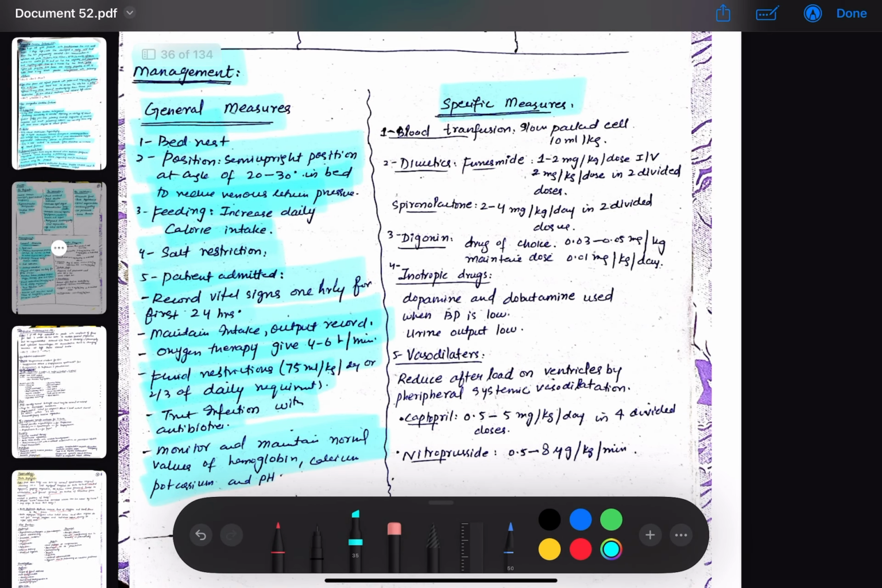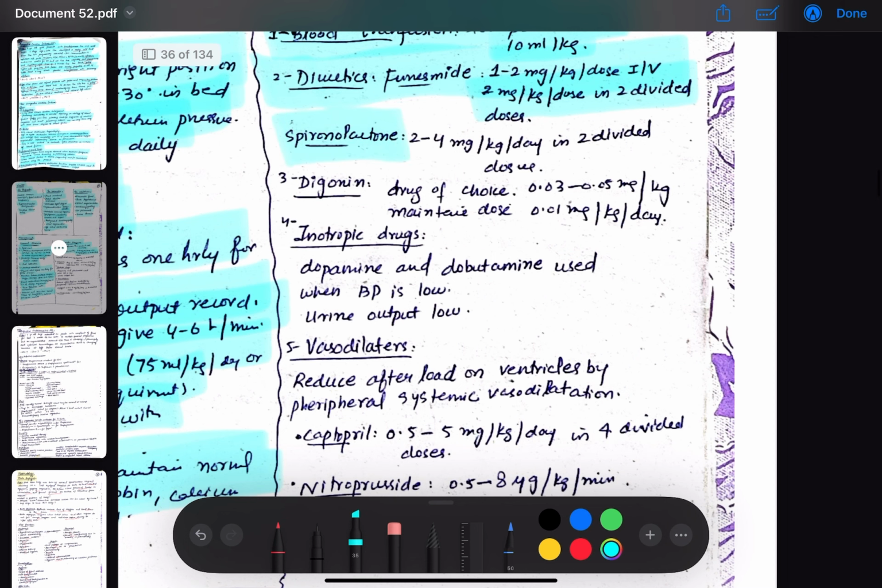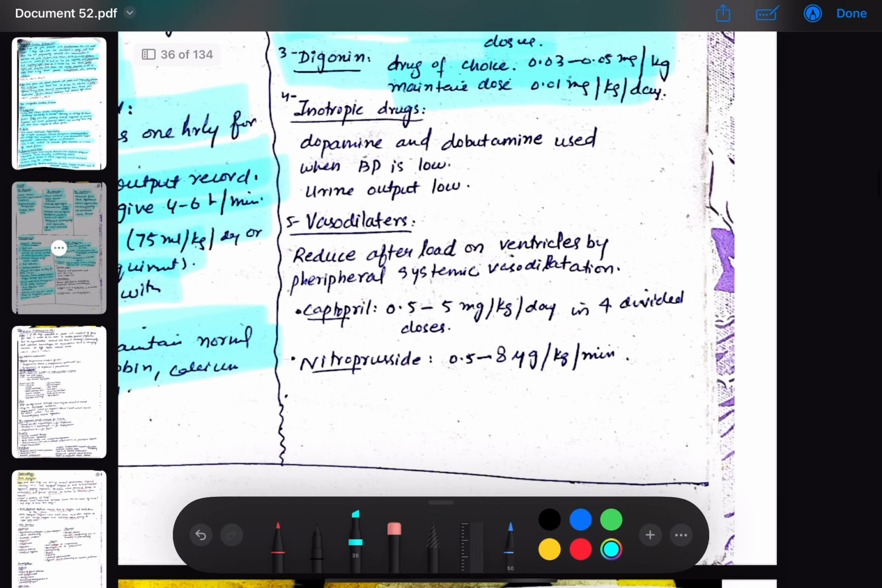The specific measures are blood transfusion, that is slow packed cells 10 ml per kg. Diuretic, that is furosemide 1 to 2 mg per kg, given intravenously in 2 divided doses. Spironolactone 2 to 4 mg per kg per day in 2 divided doses. Digoxin is given, which is the drug of choice, and the maintenance dose is 0.03 to 0.05 mg per kg.